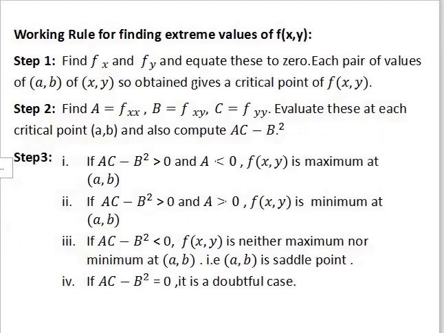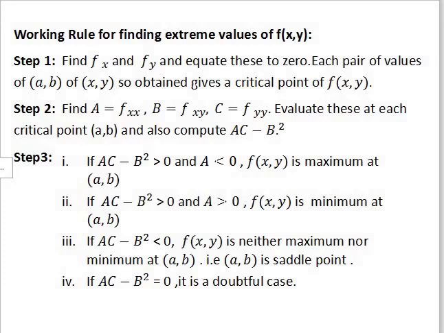Working rule for finding extreme values of f of x comma y. Step 1. Find fx and fy and equate these to 0. Each pair of values a comma b of x comma y so obtained gives a critical point of f of x comma y. In step 1, we have to differentiate partially with respect to x and partially with respect to y and equate these to 0.